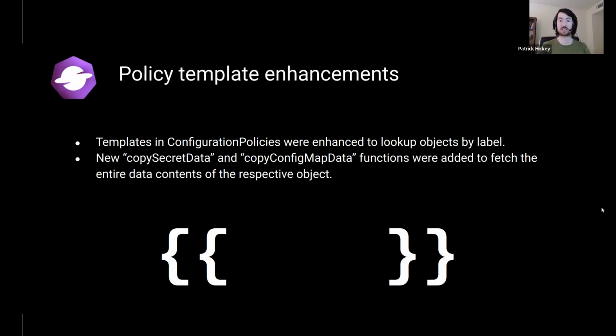For the policy template enhancements, we added a lookup of objects by label, and there are new functions for the policy templates, copy secret data and copy config map data. If you've previously worked with policy templates, you might know that when you wanted to copy a secret or a config map, you needed to enumerate every field in that secret or config map. Now you just have these template functions and it copies the whole secret or config map without needing to enumerate each field explicitly. Thank you.